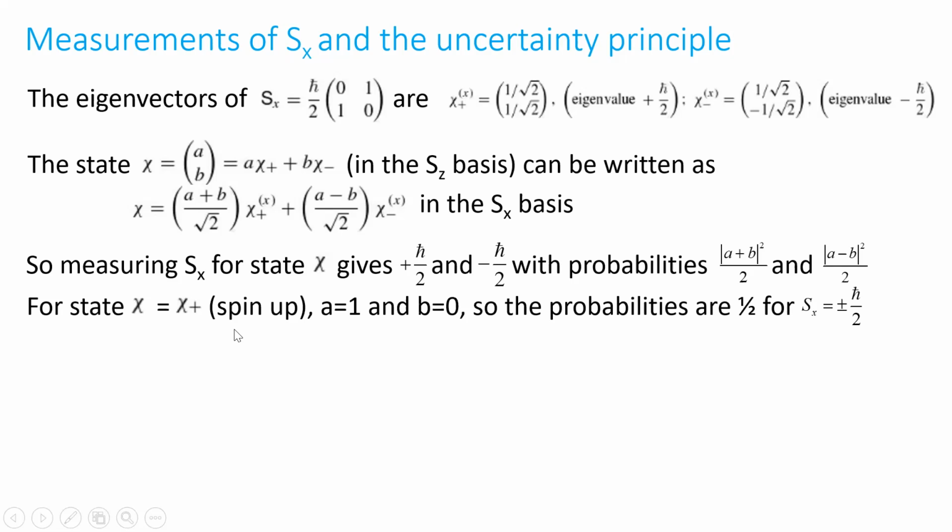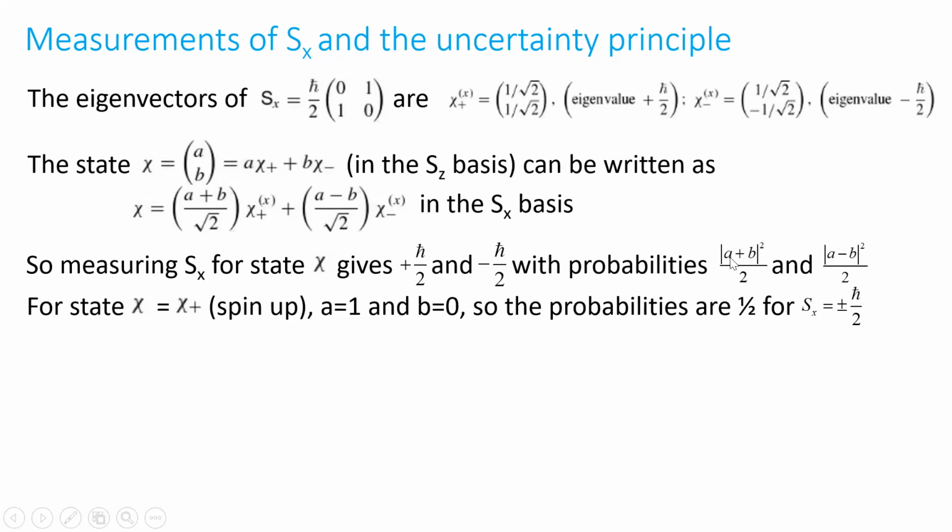Okay, so if we take a special case, this is a general case where our state chi can have a mixture of spin up and spin down in it. If we take our state chi to be spin up, then looking at this formula here, A would equal 1 and B would equal 0. A would be 1 to pick out spin up, and B would be 0 to not pick out spin down.